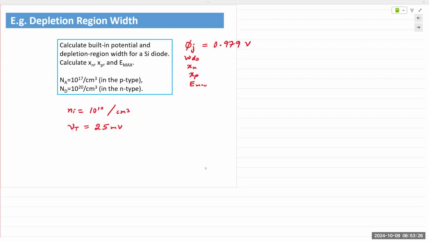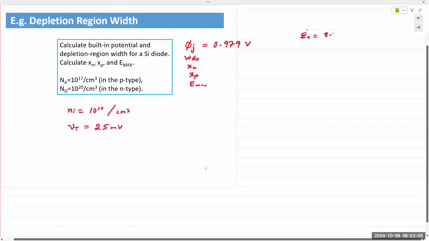So the built-in potential voltage, just volts. Yep. 0.979 volts. That's epsilon 0, which is 8.85 into 10 raised to, was it 13, 14? 14 farads per meter. Epsilon R was 11.7.